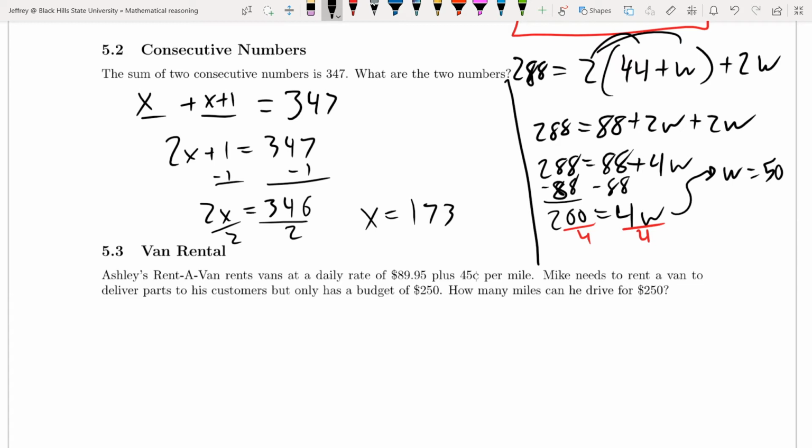Now again, this is the smaller number. So if I was to find the bigger number, x plus 1, this would give me 174, because I just take the previous number and add 1 to it. So those are my two consecutive numbers. Now, there's a number of ways of actually solving this particular problem. Knowing that the two numbers are consecutive and they add to 347, you could take 347 divided by 2, which would give you 173.5. And then you know that one must be larger than 173.5, the other one must be smaller. So there's multiple ways of actually solving this problem, and that's true for most of these story problems.